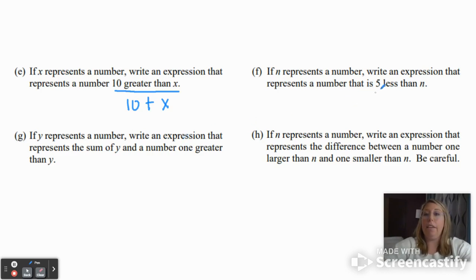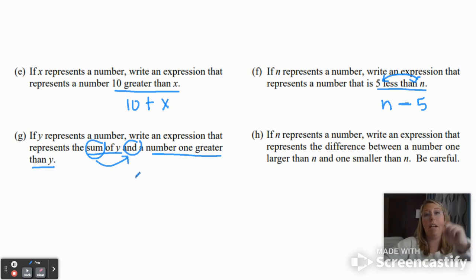All right, in F, we have 5 less than n. So just like we did just a second ago, less than is that subtraction phrase, or it means to reverse the order. So it's not 5 minus n, it's going to be n minus 5. G wants the sum of y and a number 1 greater than y. Circle that word and right there. So sum is our clue, and is where the symbol goes.